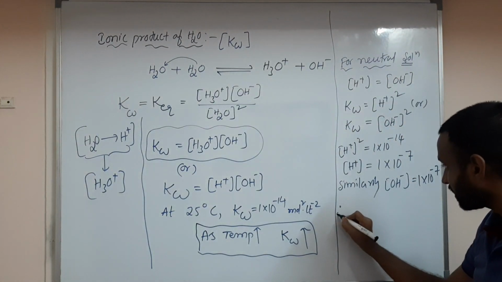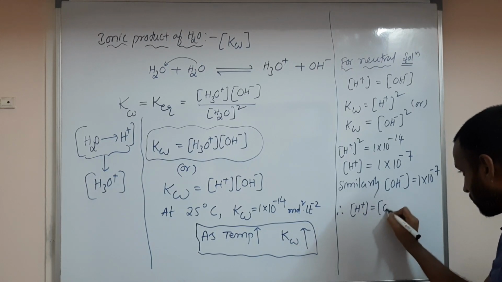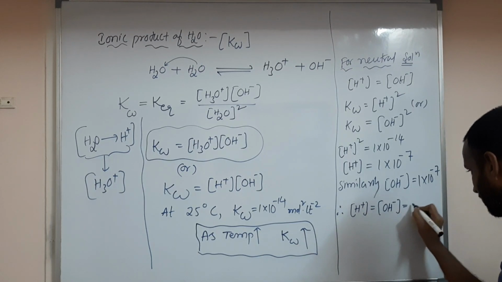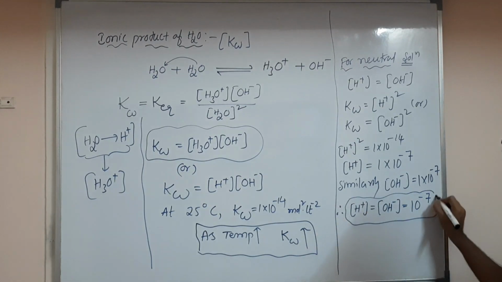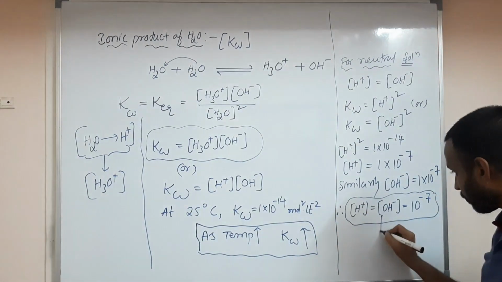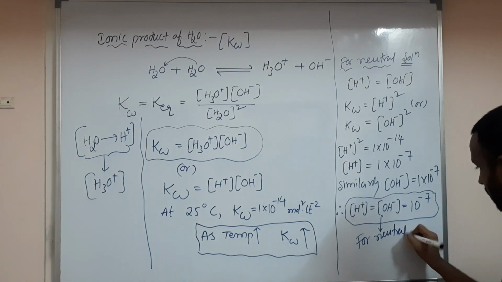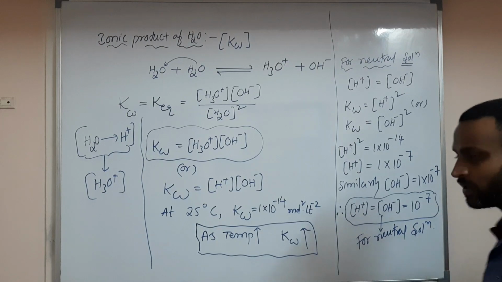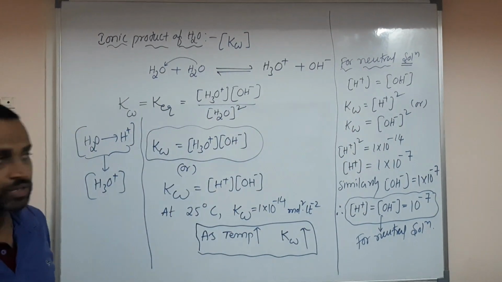So what you can write therefore? Concentration of H plus is equal to concentration of OH minus is equal to simply 10 power minus 7. This is for neutral solutions. Very, very important. So please have a look, for neutral solutions.